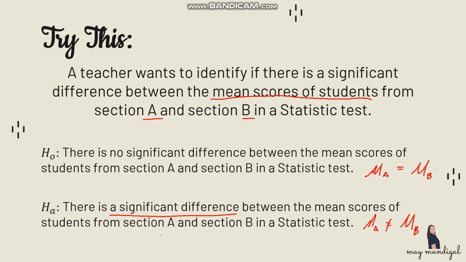So here, this one is a two-tailed test. Now, why is this one a two-tailed test? Because we just want to check if there's a difference between the two means of the sections. We don't want to identify which one did better compared to the other one. So that's why this one is two-tailed.